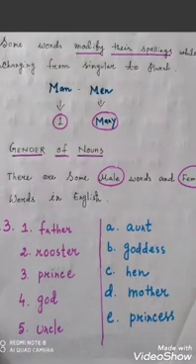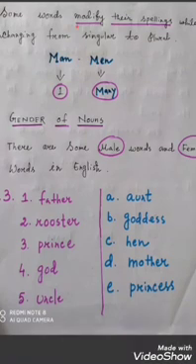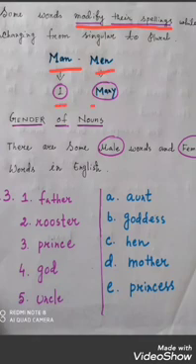Now move to the other rules. You see, some words modify their spellings while changing from singular to plural. Like MAN, man. MEN, men. Man means one. Men means many. So here we have changed the spelling.